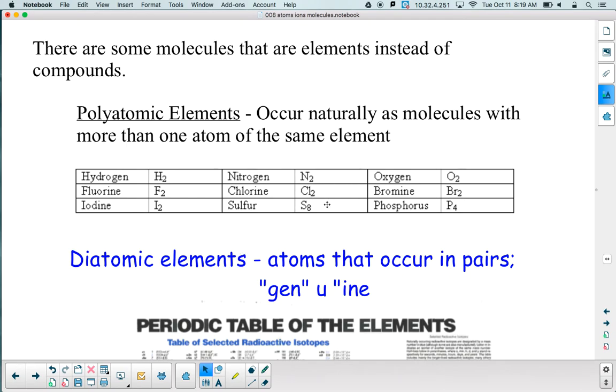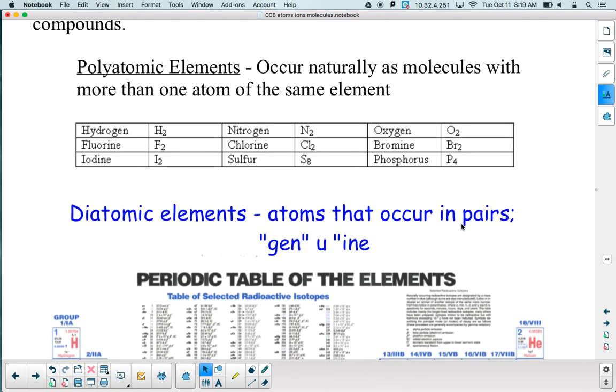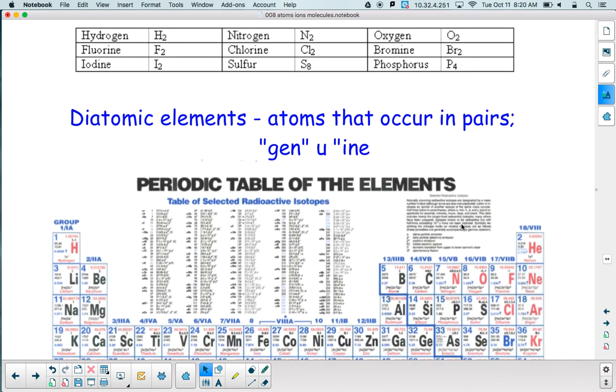Sulfur and phosphorus are unusual as well. They occur as S8 and P4. People sometimes refer to the diatomic elements as being the genuine elements. Things that end in gen and -ine are going to be diatomic.